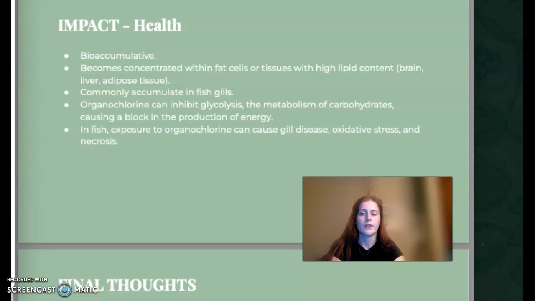Due to organochlorine's high lipid solubility, it tends to become concentrated within the fat cells or tissues with high lipid content. Some examples might be the adipose, liver, and brain tissue. They will also accumulate in the fish's gills, causing gill disease that will severely hinder their ability to extract oxygen from the water. This bioaccumulation of organochlorine can inhibit cells' ability to undergo glycolysis.